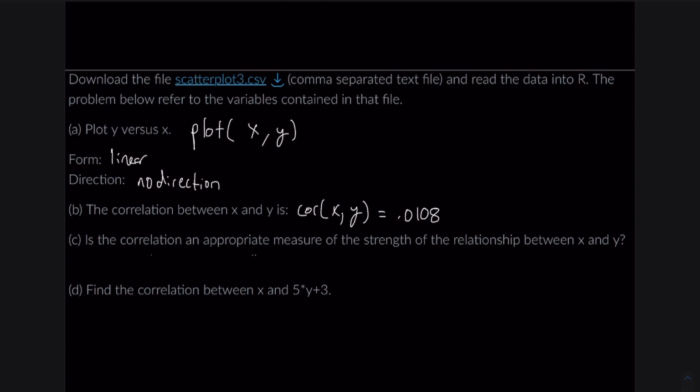And so part C asks us, is correlation an appropriate measure of the strength of the relationship between x and y? And here, one of the things is that yes, it is, because it's a linear relationship. So if you have a non-linear relationship, you can't use correlation to appropriately measure the strength of the relationship. So yes, because it is linear.